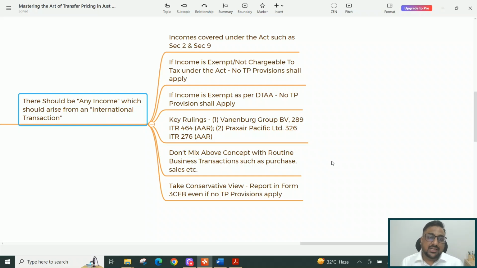Then, there could be a situation where there is an income but it is exempt under the Act. In that case, there is a clear position that no transfer pricing provisions will apply on that particular income.